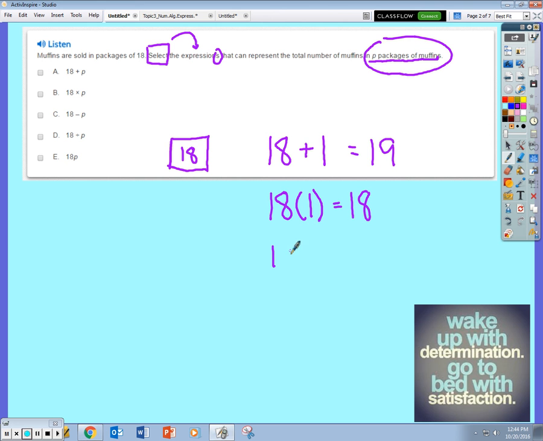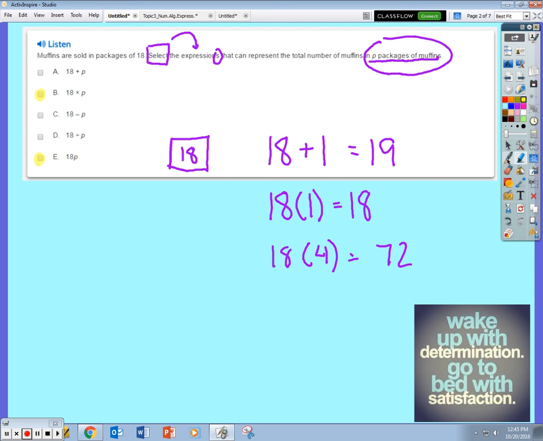Let's say I bought 4 packages. 18 times 4. Well, that gives me 72 muffins. You know what? Multiplication seems to be a realistic answer here. So that would give me B because I'm multiplying 18 times P. That would also give me E because we are doing 18P. And when I see the whole number next to the variable, I'm automatically multiplying the coefficient, which is the 18, times the variable, which is P.